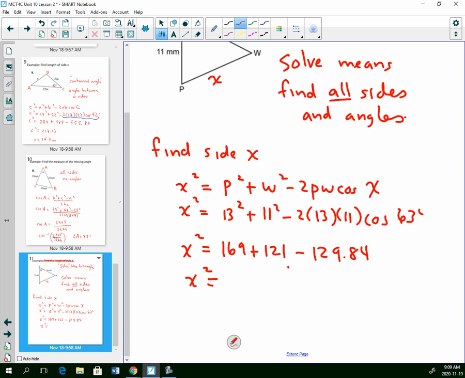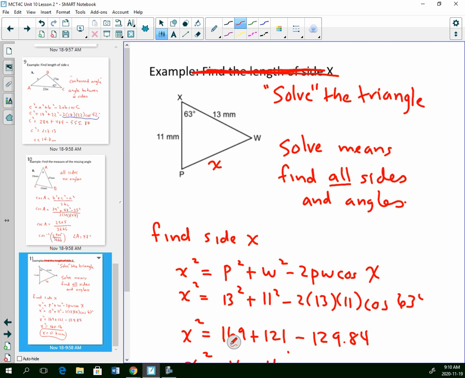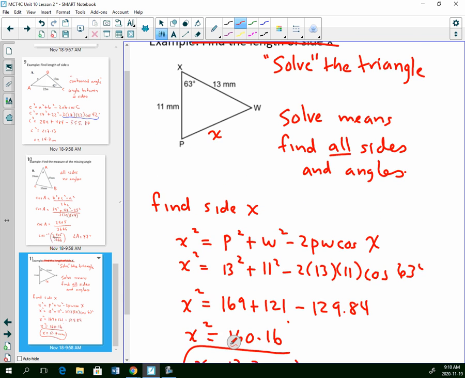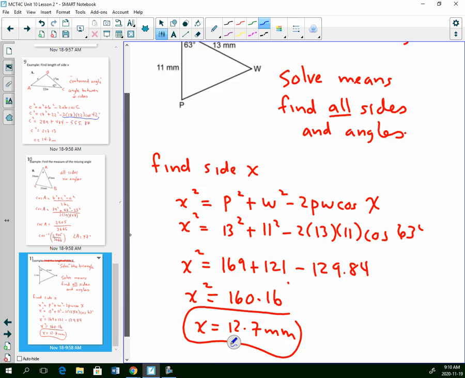Now we can add and subtract those numbers. We get 160.16, and square root, 12.7. Okay, so I found the third side. Now I have to find angle P and angle W to finish solving the triangle. We just found x to be 12.7.